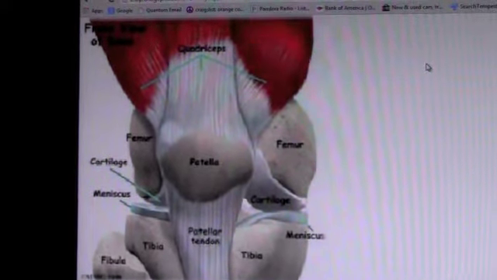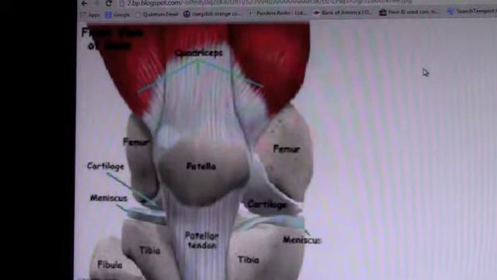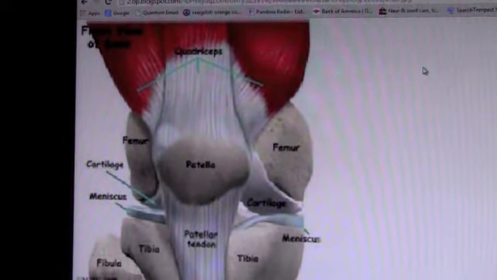Together with the femur and tibia, the patella forms the knee joint, the biggest joint in the human body that supports almost our entire body weight.